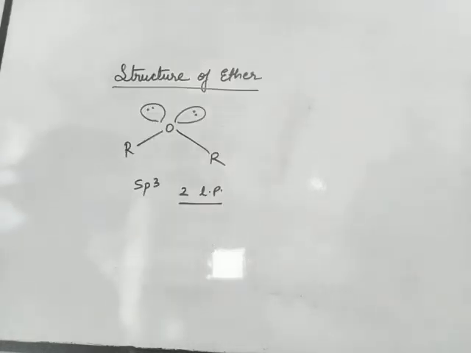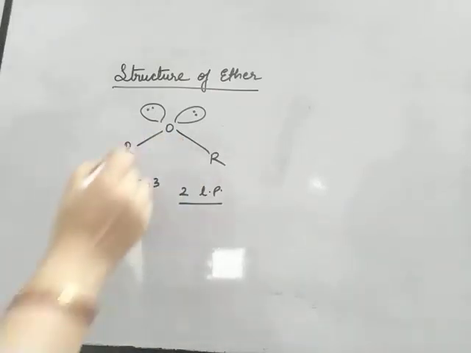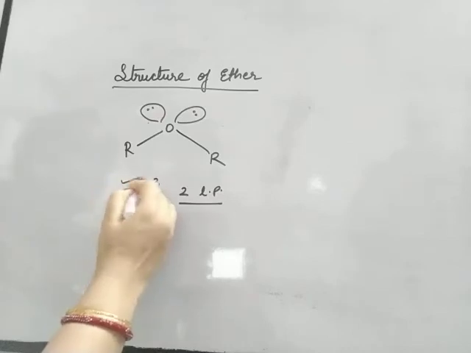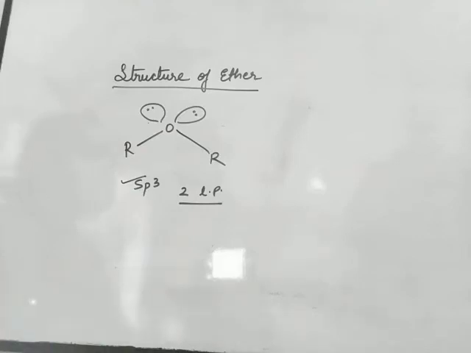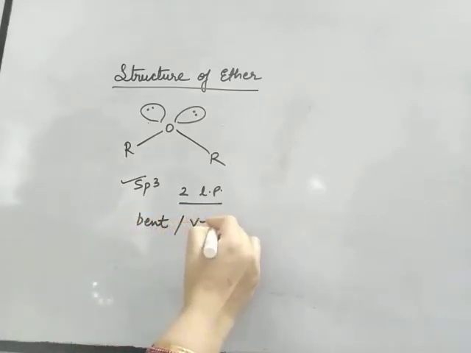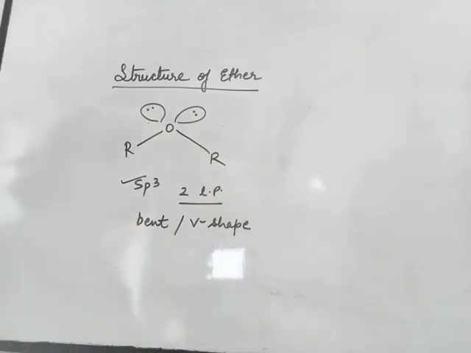Now let's discuss first the structure of ether. Now ethers are ROR compounds. The central oxygen atom is making two covalent bonds and it is having two lone pairs. So the central oxygen atom is sp3 hybridized with two lone pairs, and you can see if two bond pairs and two lone pairs are there, the shape is either bent or it is V shape. So ethers are having bent, V shape or angular structure with two lone pairs on the oxygen atom.